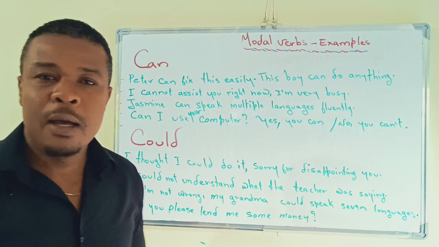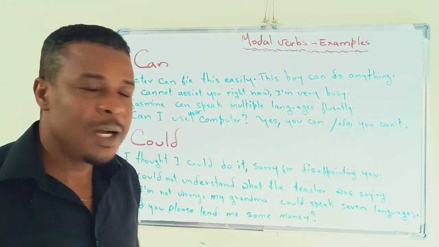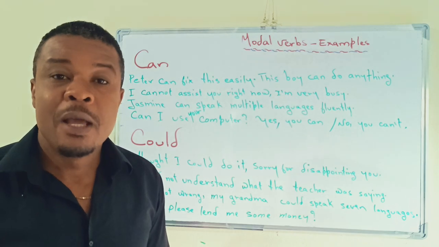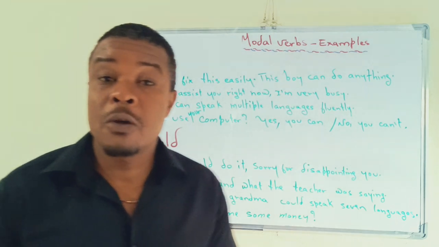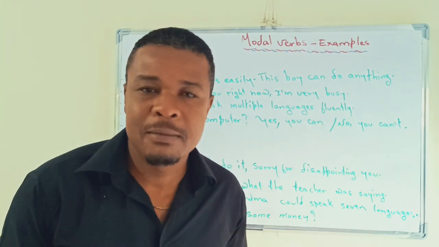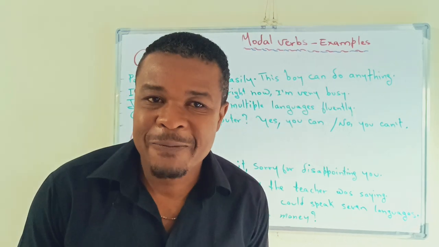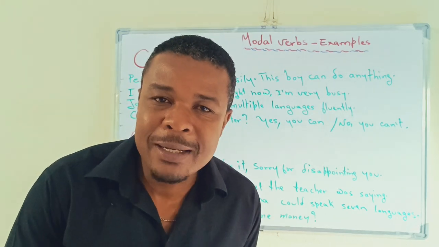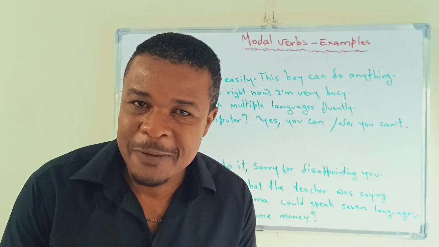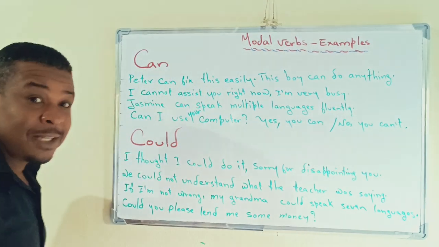Could, which is the past simple, a simple past of the verb can, all right? This one we use to talk about past possibility or past ability, or capacity, for example. But also we use it in the moment to politely ask questions. I don't know if you understand this. Let's see the example.